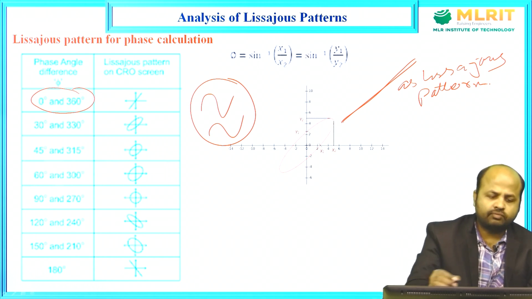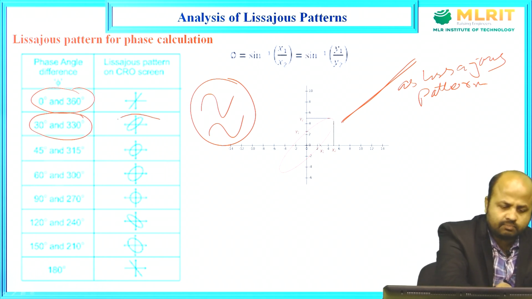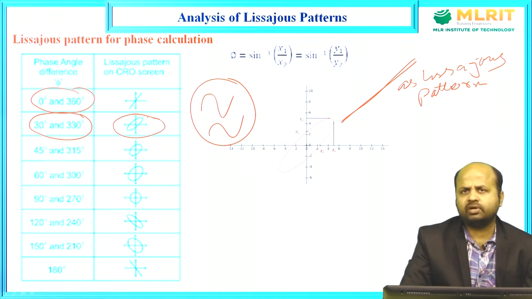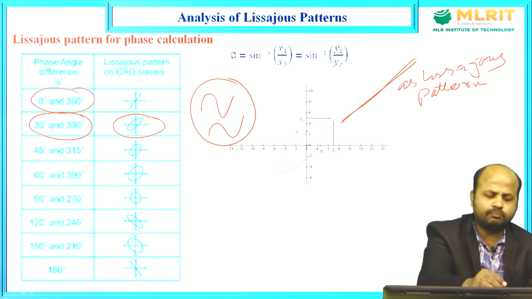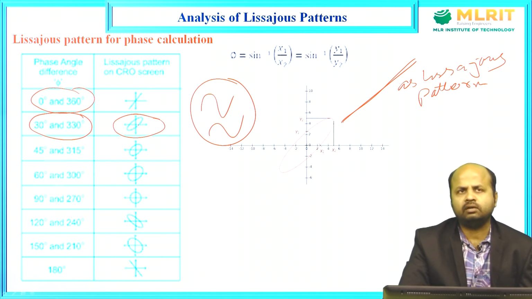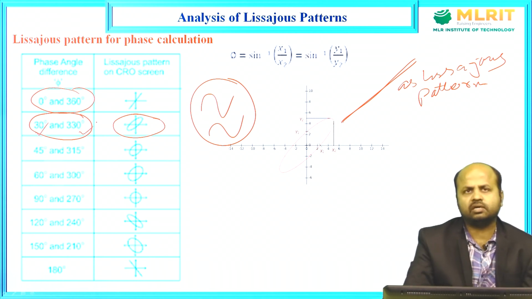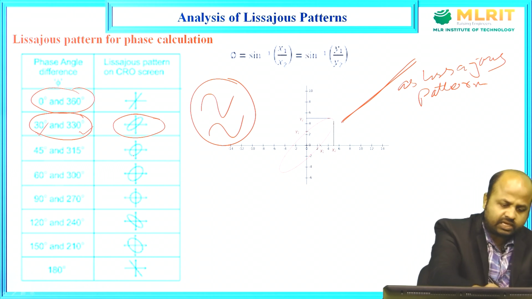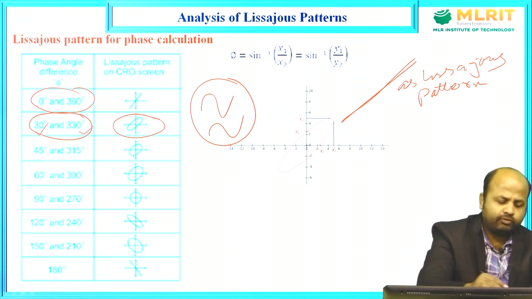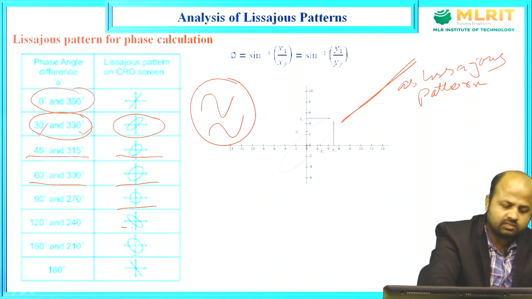If the phase difference is 30 or 330 degree, we will get an ellipse type of graphical representation on the CRO, or an ellipse type of Lissajous pattern. If I get an ellipse type of Lissajous pattern, we have to assume that the phase difference between the two sine waves is either 30 or 330 degree. So in this way we can see in the chart that for different phase differences we will obtain different Lissajous patterns.